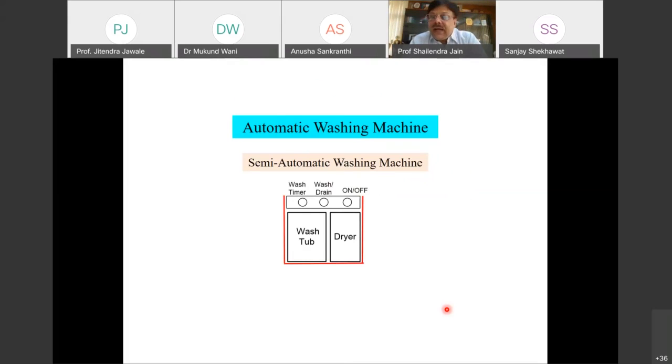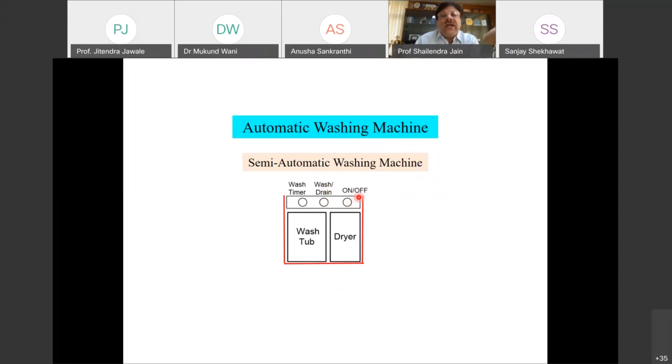Now, let me take another example from day-to-day life, the automatic washing machine. Machines are of two types: fully automatic and semi-automatic. You can see this is the picture of a semi-automatic washing machine. We have two different tubs. This is the wash tub and the other one is the dryer. We have certain commands on the panel. There is a wash timer, a wash or drain operation selector, whether you want to go for wash operation or drain operation, and then we have the on-off control.